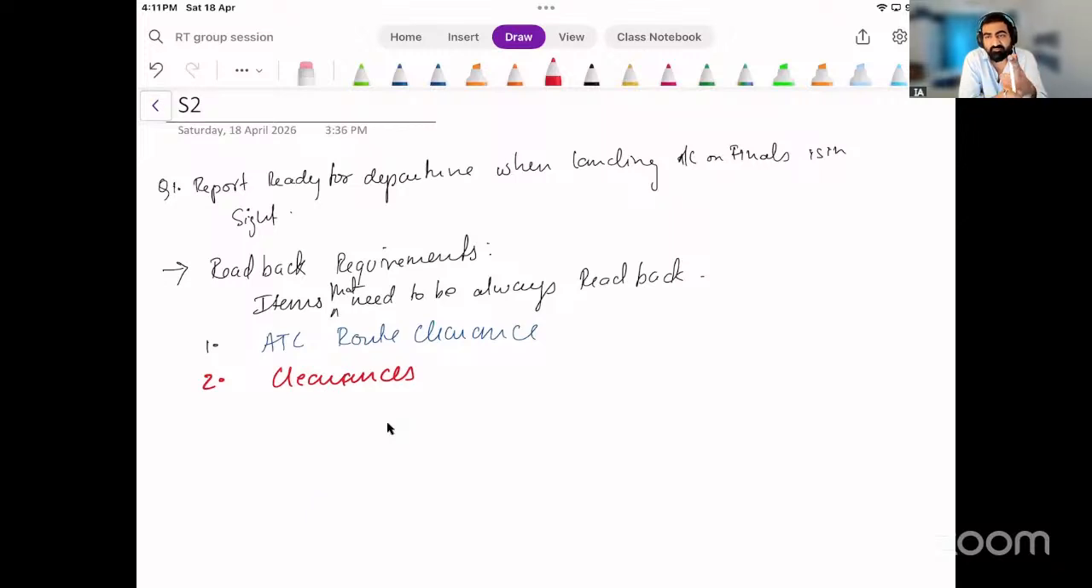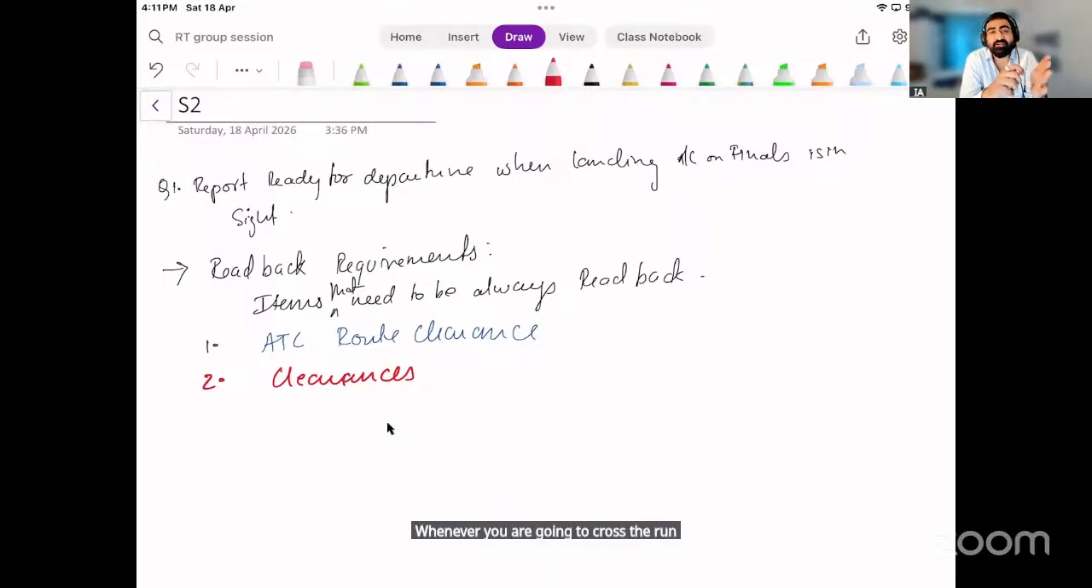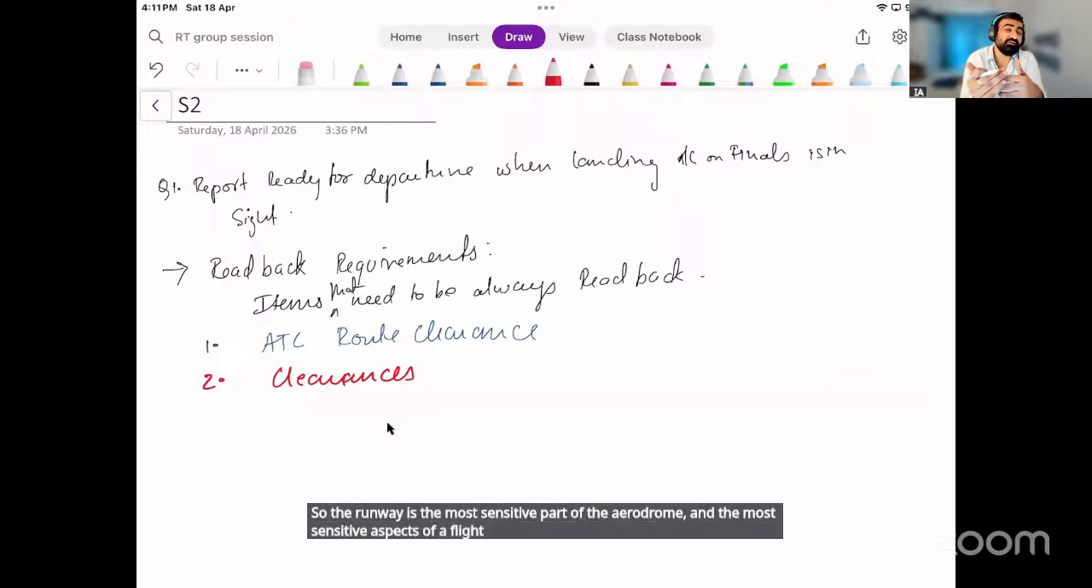going to enter a runway. Okay. Whenever you're going to land on a runway, whenever you're going to take off on a runway, whenever you're going to hold short of a runway, whenever you're going to cross the runway via taxi, or whenever you're going to backtrack on the runway. So the runway is the most sensitive part of the aerodrome, and the most sensitive aspects of a flight operation also happen very close to the runway, that is takeoff and landing.